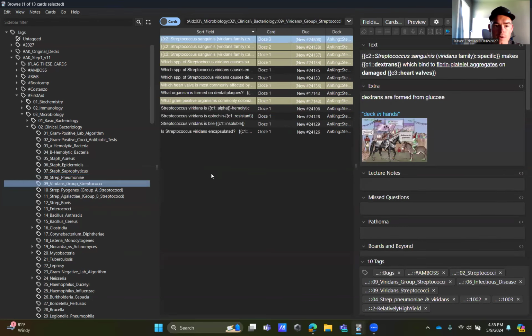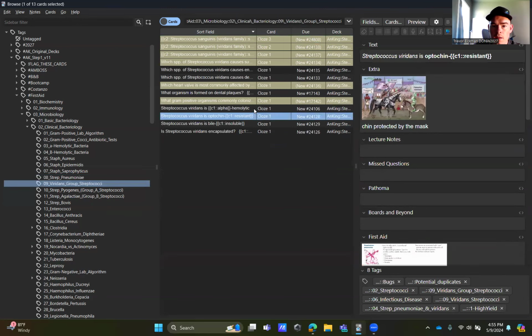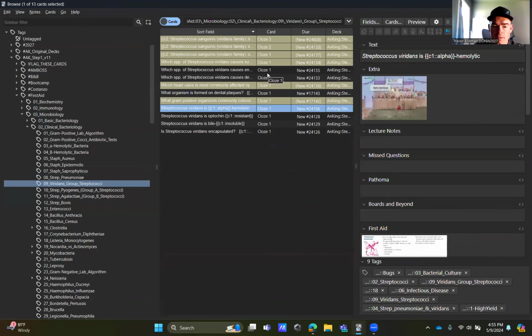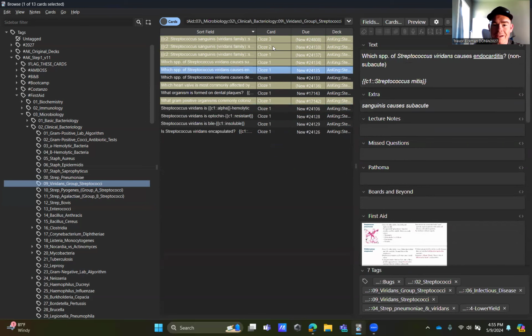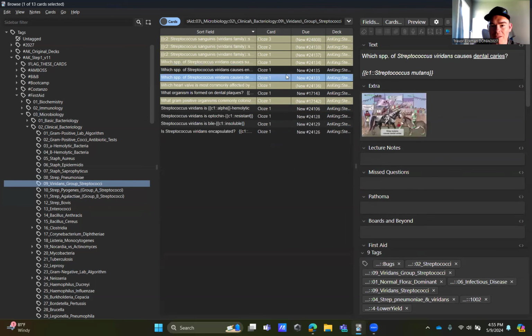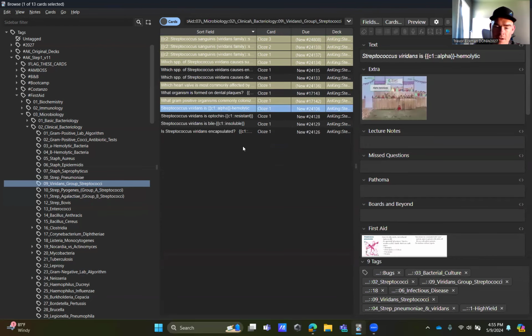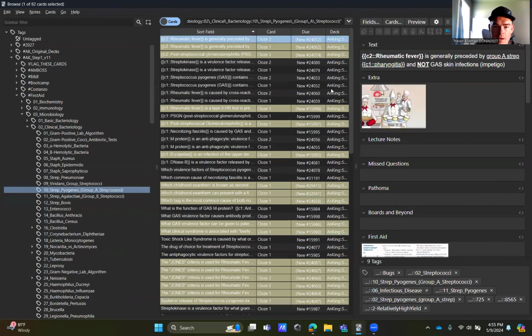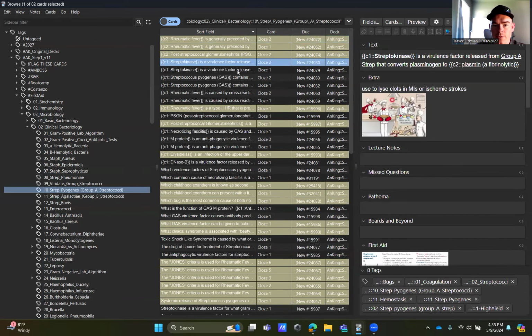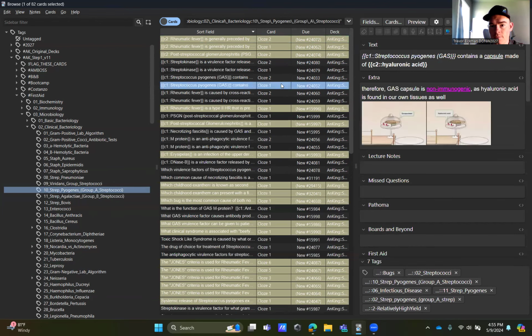Then we're going to go to Viridans group Streptococci. Skip the first 4, grab 5, 6, 8, and then 10, and the rest. Then you want to be in Strep pyogenes, or group A Streptococci. You're going to skip the first 3. You're going to grab these 6 following the first 3.